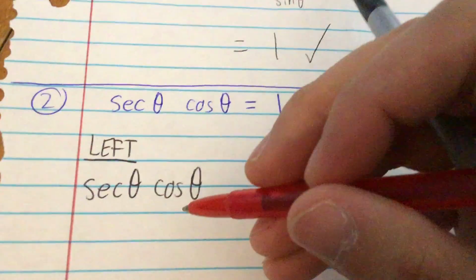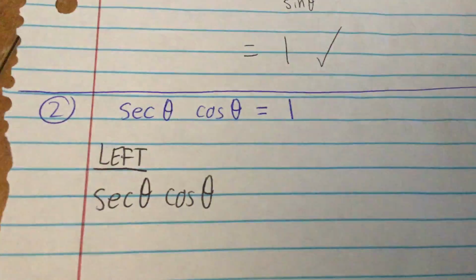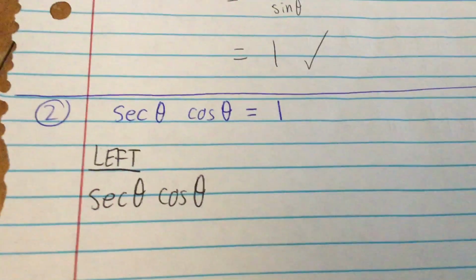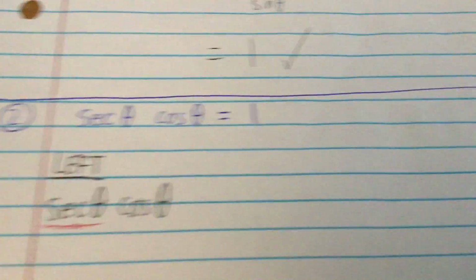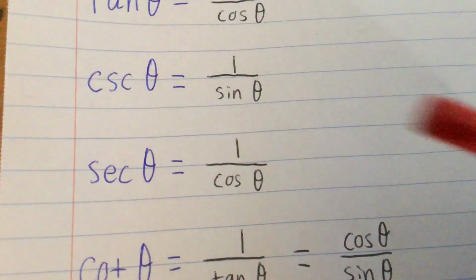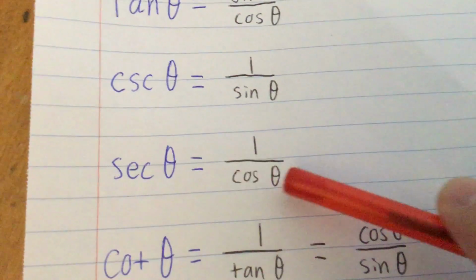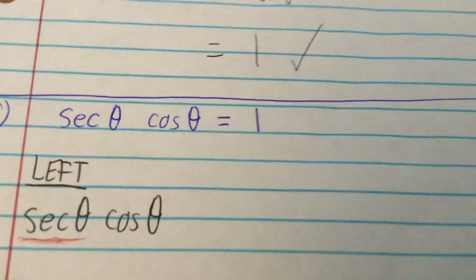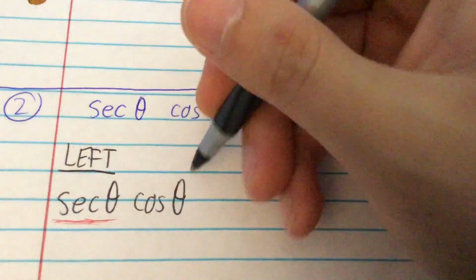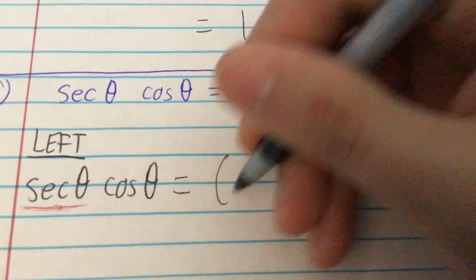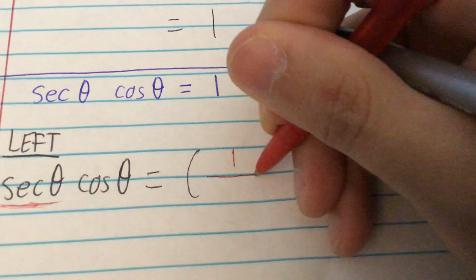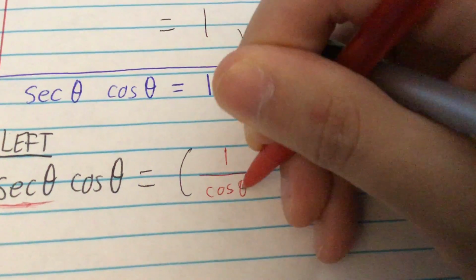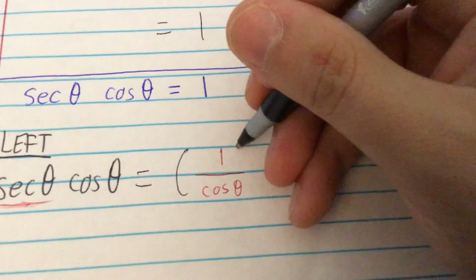Well, cosine I can't really break down otherwise, unless it's cosine over 1, in which case it's pretty obvious. But you notice that this secant can be changed. The secant of theta can be rewritten as 1 over cosine. So I'm going to rewrite this as 1 over cosine of theta times cosine of theta over 1.